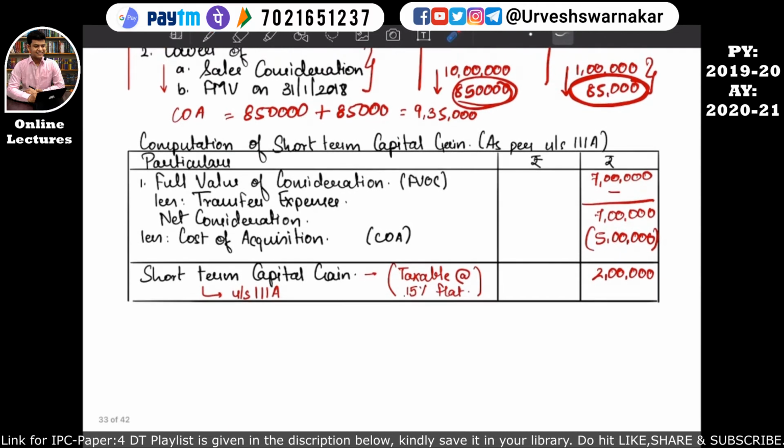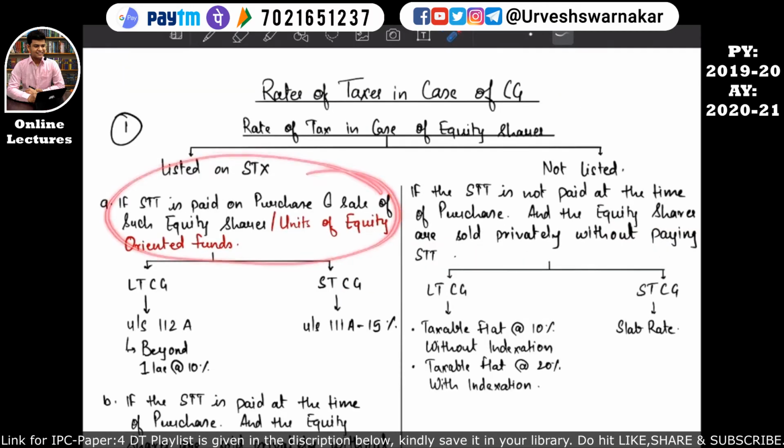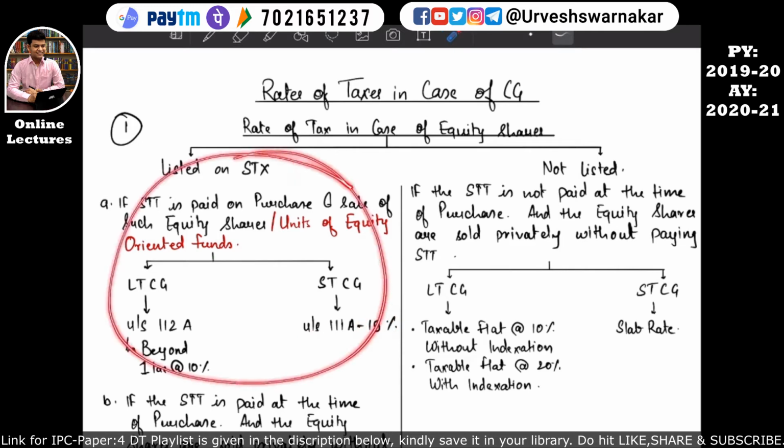And since this is a short-term capital gain, on this tax will be calculated under section 111A at the rate of 15%. That means 30,000 tax will be payable on this particular short-term capital gain. So how have we derived whether this particular section will be applicable for calculating tax? Here our chart comes into the picture. If STT is paid at the time of purchase as well as sale, then even if there is a short-term capital gain, there is a special rate of tax, that is under section 111A at the rate of 15%. I hope you all have understood this much.